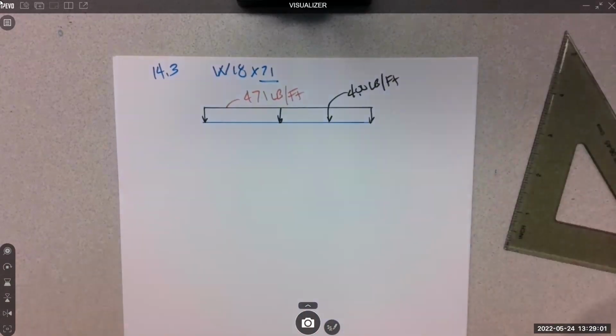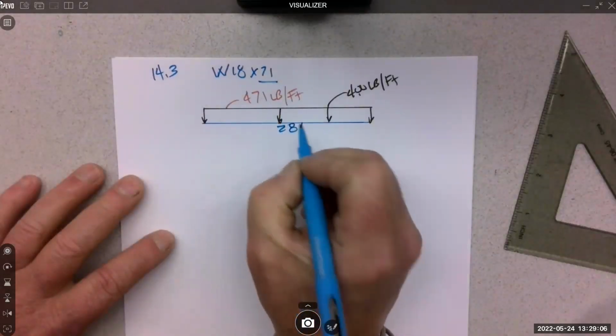Oh, how did you not get this right? 28 feet. That's fine. That should work.